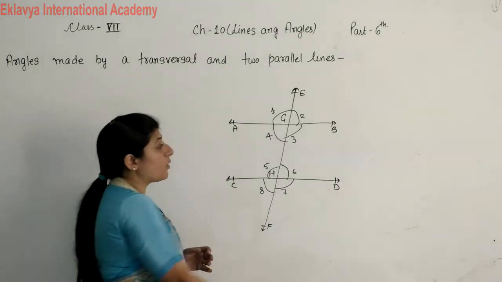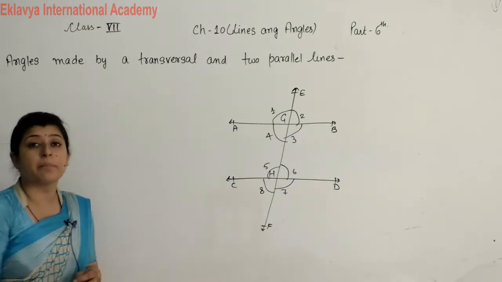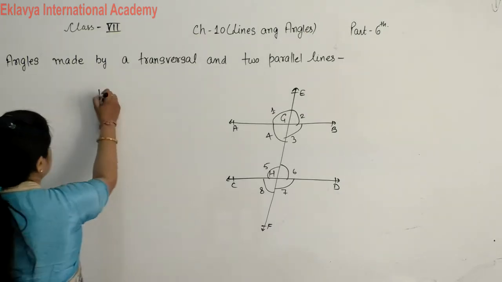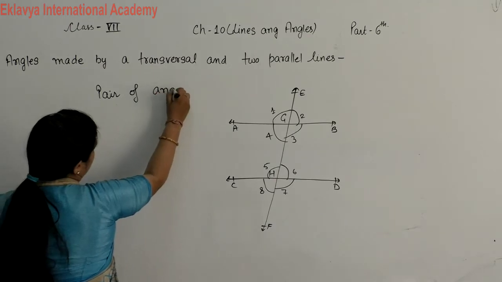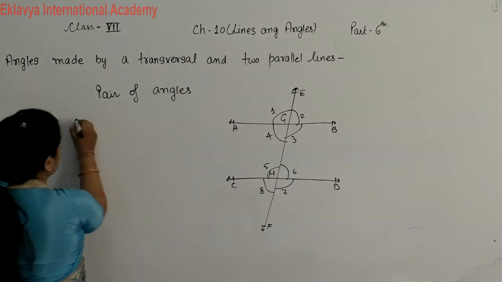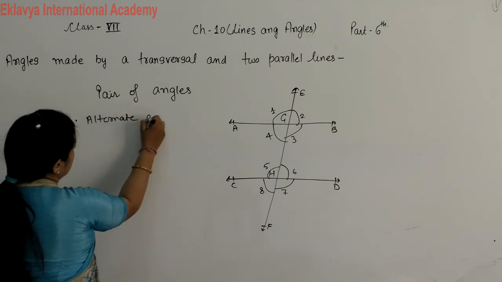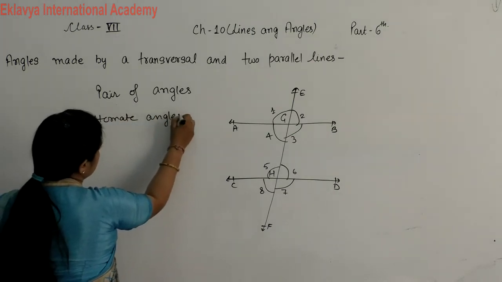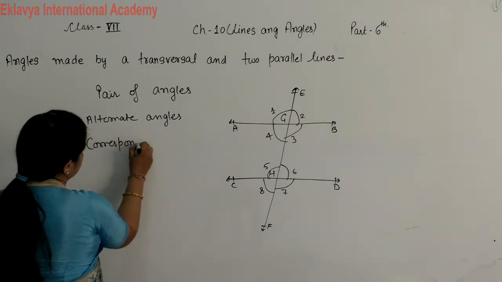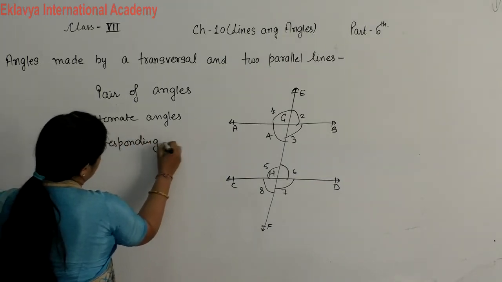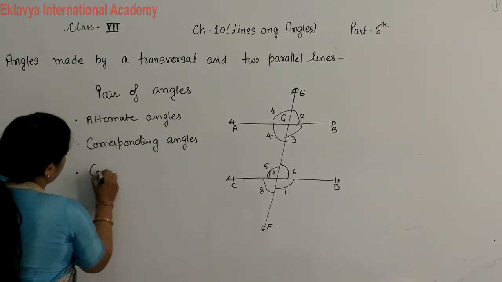But if we are talking about parallel lines, then we will discuss the pairs of angles. Three types: alternate angles, corresponding angles, and the third one is co-interior angles.